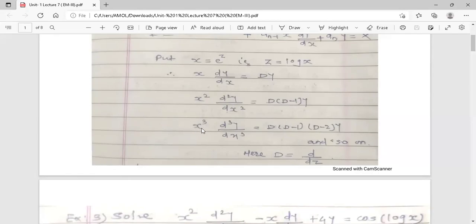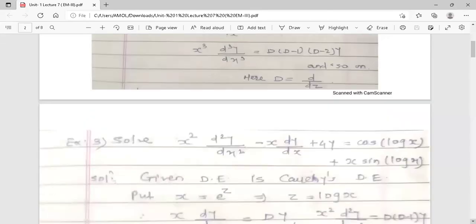If the third term is x cube into d cube y by dx cube, then its substitution is D into D minus 1 into D minus 2 into y. If a fourth order derivative term is there, then the substitution is D into D minus 1, D minus 2, D minus 3 into y, and so on, where D is equal to d by dz. This capital D is nothing but d by dz. So using this substitution, you can reduce Cauchy's equation to LDE.